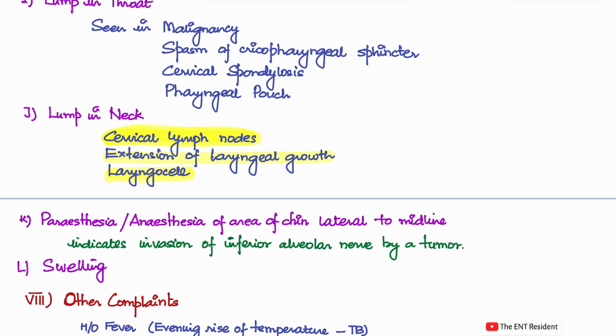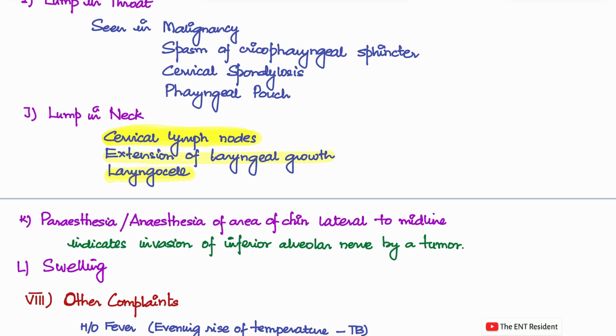This will indicate an invasion of the inferior alveolar nerve by a tumor. Last of all, there can be a swelling. If there's a swelling in any part of the oral cavity or the neck or the larynx or the throat, you have to describe in detail about the swelling. It is very hard to have this discussion within this video, but that's something I can discuss in a separate video, how to describe a swelling.